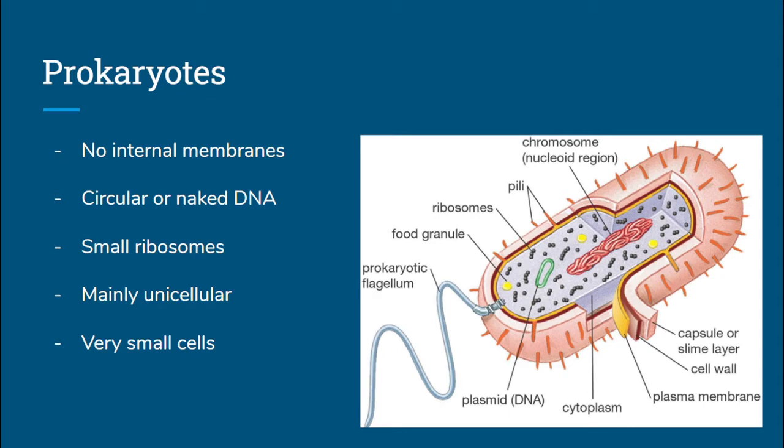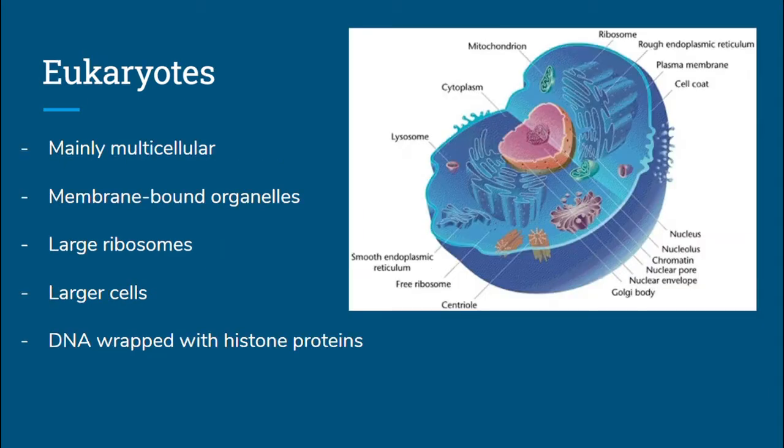Prokaryotes have no internal membranes. They have circular or naked DNA, which means their DNA is not wrapped with histone proteins. They have ribosomes, which are pretty small. They're mainly unicellular, and their cells are very small.